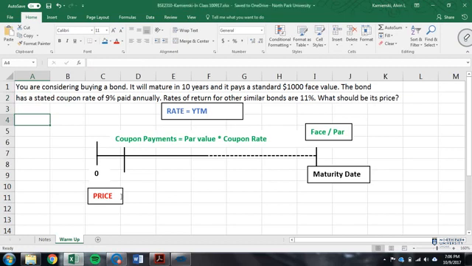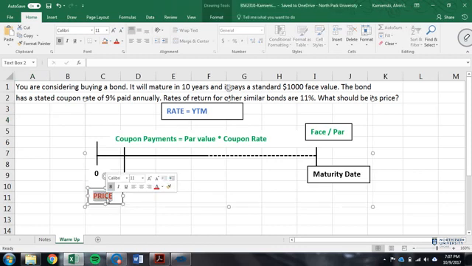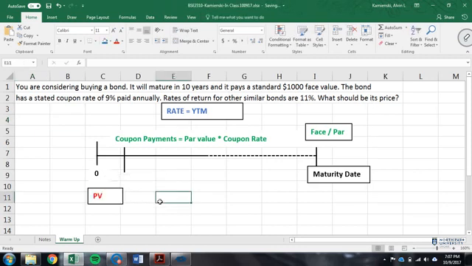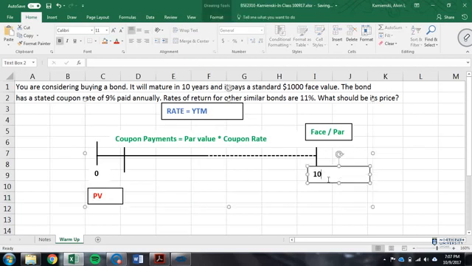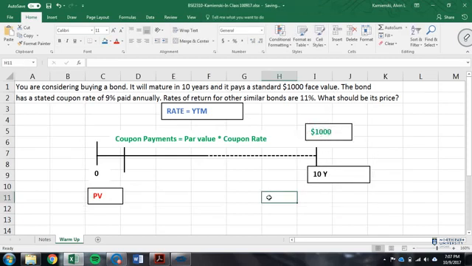Now, if we respect our 5 steps, read the problem twice. 2, let's go ahead and use our timeline. This timeline should let me understand that price is just a synonym for present value. That's what I'm trying to figure out. I'm given a maturity date stated in years of 10, and I'm given a standard face or par value of $1,000. We know that's the inflow that the bondholder receives upon maturity. That's the promise that's made to you.